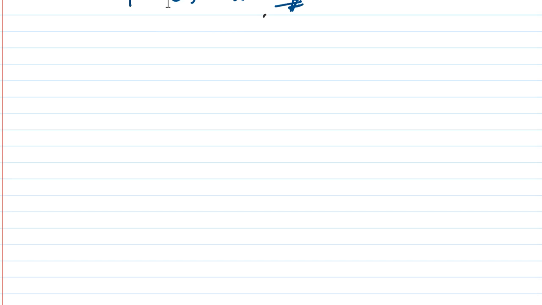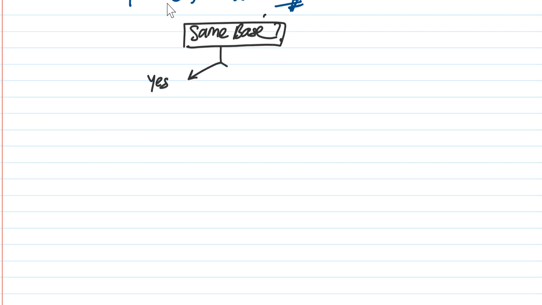And first and foremost, let's draw it out. A decision tree would usually start with a question. So we first ask, do they have the same base? You don't need to start with this question, but I think it's easy to start with this because it's just a yes or no. So if it's a yes, it'll go here. If it's a no, it goes here.